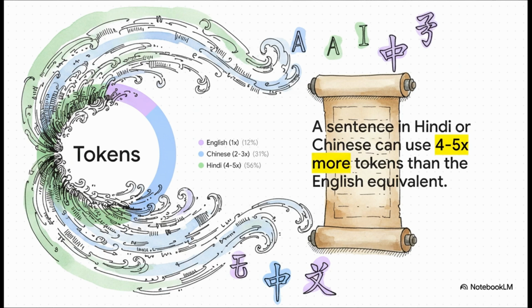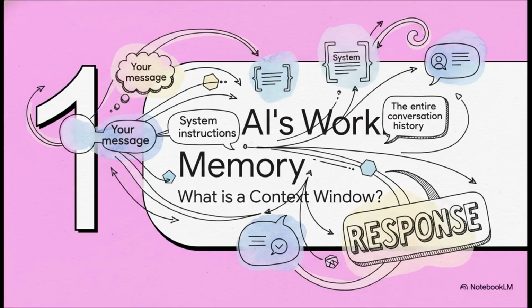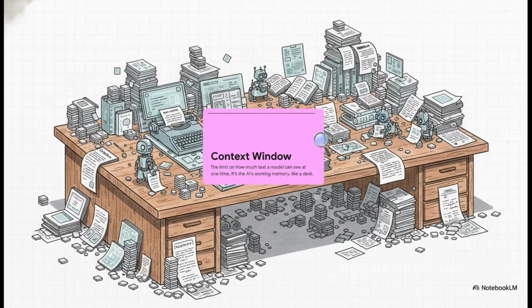So, all this talk about filling up memory brings us to the context window. What is it? It's the limit on how much text the model can see at any one time. And I mean, everything counts: your message, its response, any system instructions, the entire conversation history, all of it. The best analogy is to think of it as a desk. It might be a really, really big desk, but it's still just a desk. And once it's full, something's got to go.